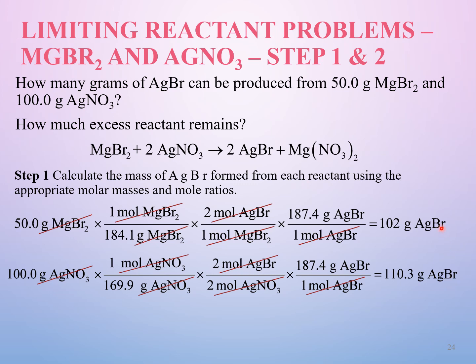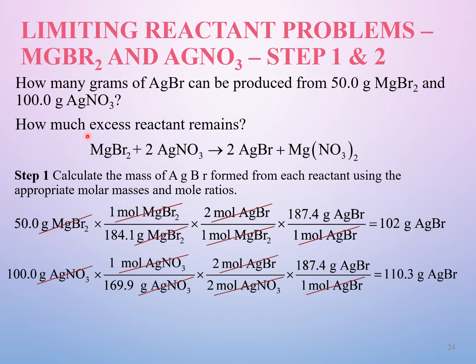Okay, so based on these two here, it is impossible for us to get 110.3 grams because once you make 102 grams, you actually run out of MgBr2 to keep going past 102 grams. So 102 grams of AgBr is the maximum amount of AgBr that can be produced. This is called the theoretical yield, and this would answer that top part of the question.